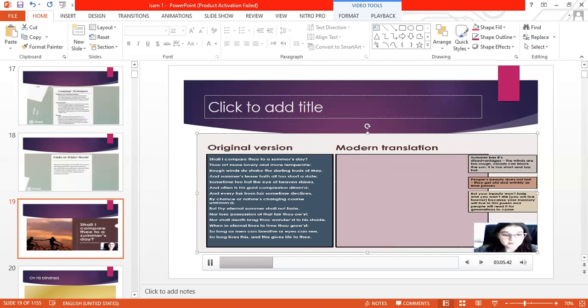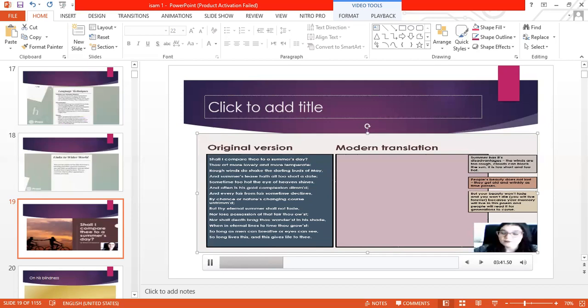Sometime too hot the eye of heaven shines, and often is his gold complexion dimmed, and every fair from fair sometime declines, by chance or nature's changing course untrimmed. But thy eternal summer shall not fade, nor lose possession of that fair thou owest. Nor shall death brag thou wanderest in his shade, when in eternal lines to time thou growest. So long as men can breathe or eyes can see, so long lives this and this gives life to thee.